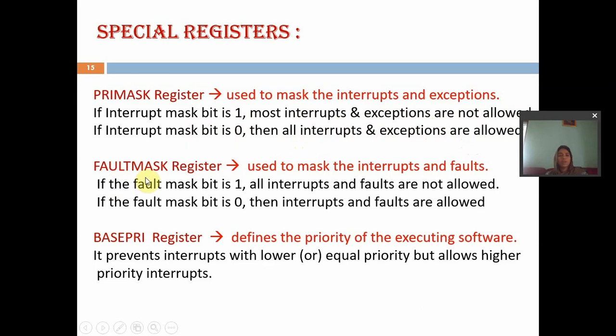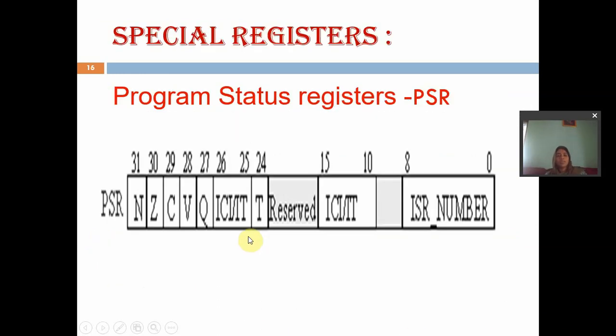The second one is the FAULTMASK register. This is mainly used to mask interrupts and faults. If it is 1, all the interrupts and faults are not allowed. If the fault mask bit is 0, then interrupts and faults are allowed. The third one is the BASEPRI register. It defines the priority of the executing software, meaning it prevents interrupts with low or equal priority but allows high priority interrupts. Next special register is the program status register.